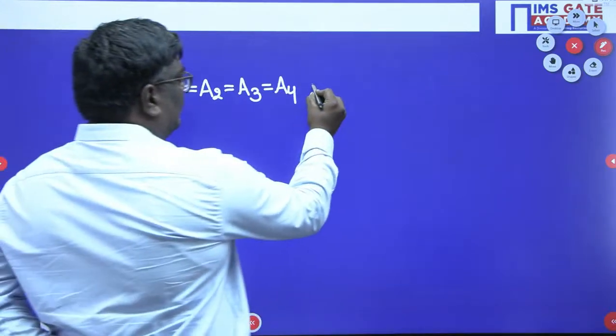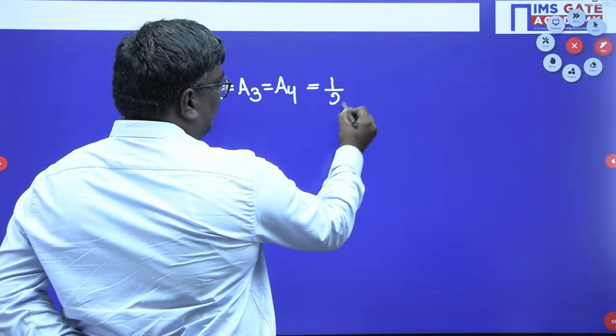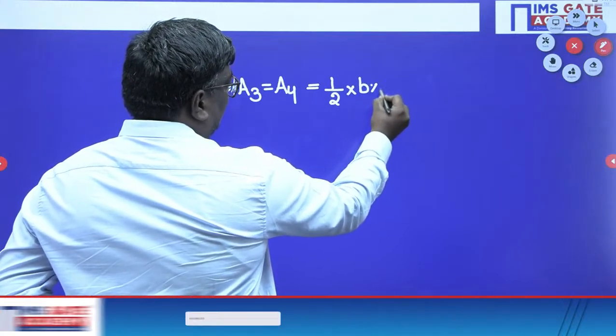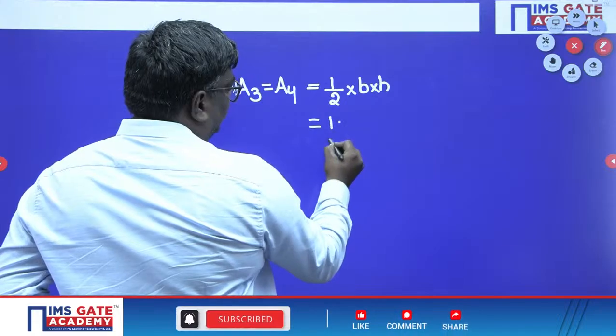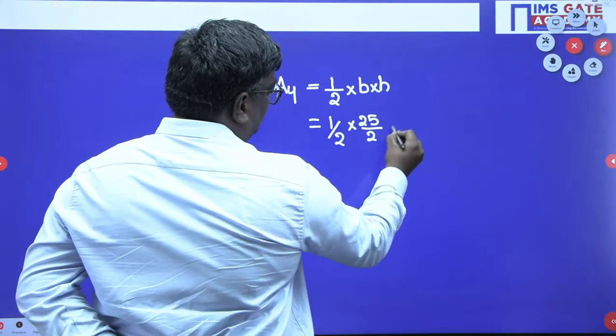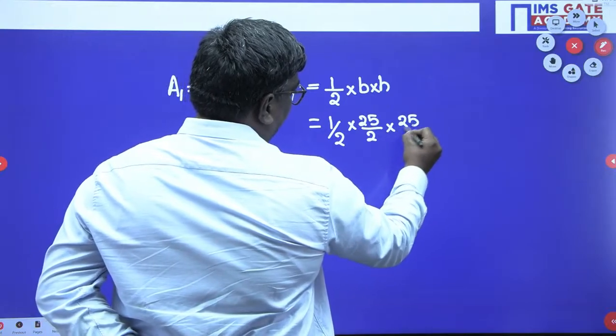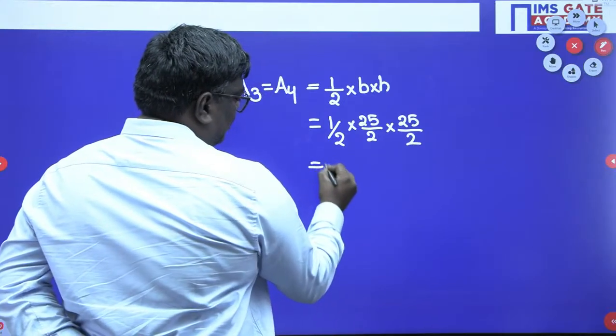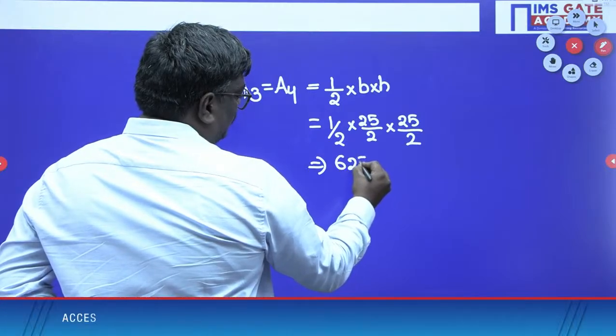You can say half into base into height, right? For a triangle, that is equal to half into 25 by 2 into 25 by 2. So this will be equal to 625 by 8.